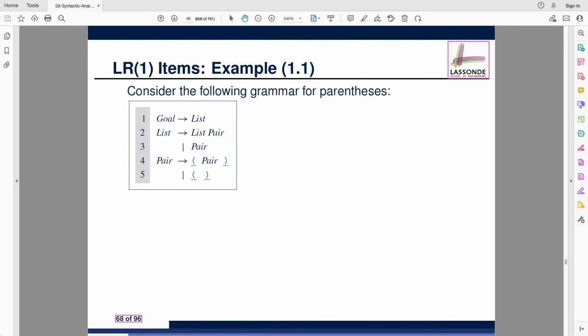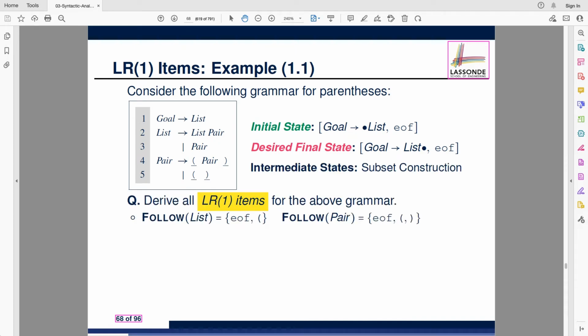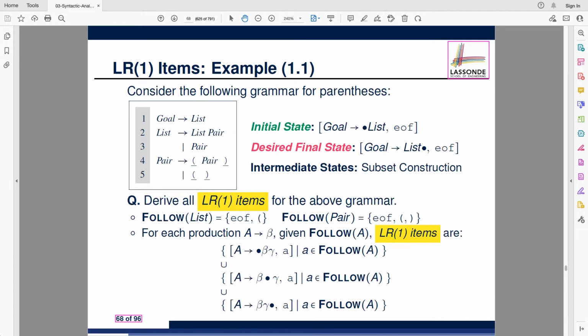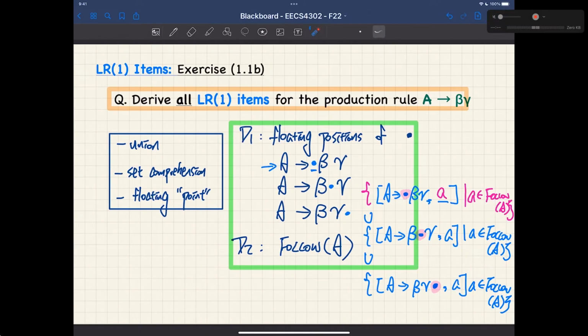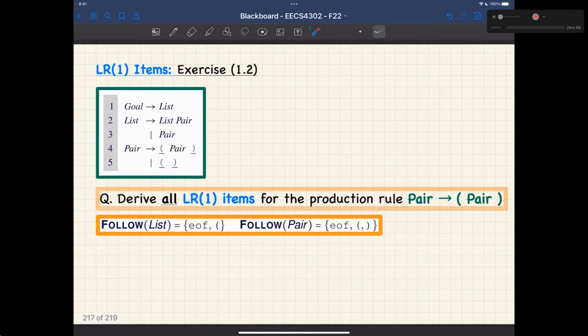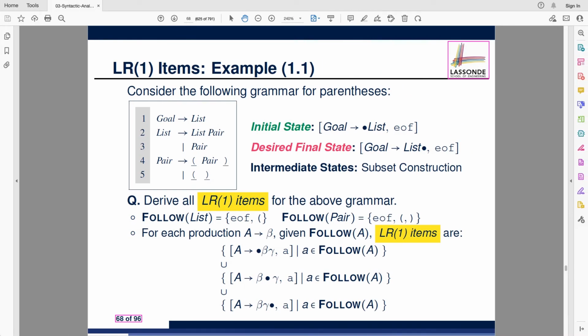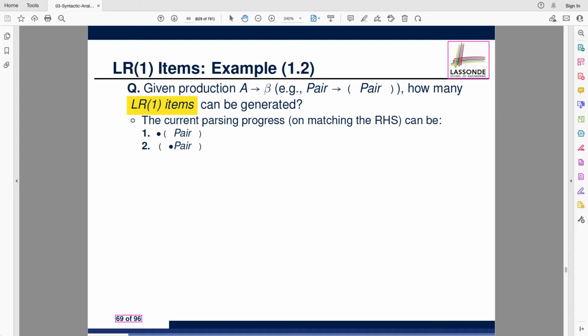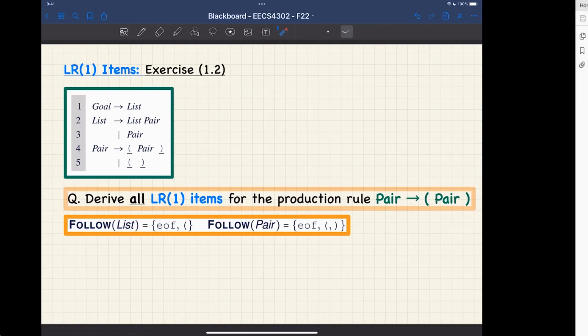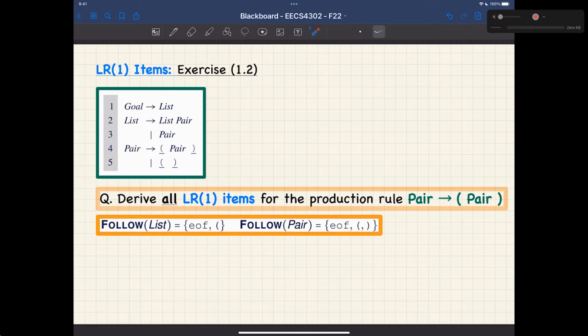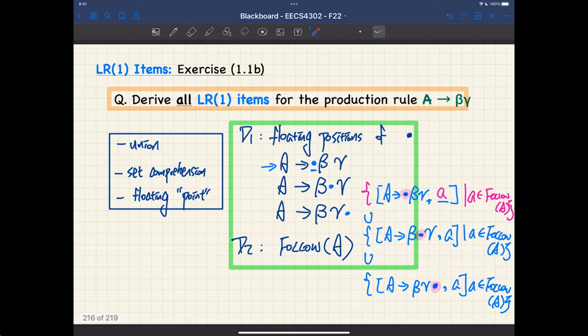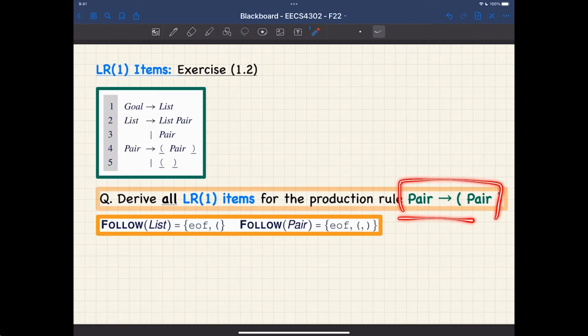Let's now take a look. That's something we have seen already. That will be the answer we just derived altogether. Let's now take a look at one more exercise. Just before that, why don't we try this one first? Now, rather than just dealing with A produces beta gamma, we actually have a concrete production rule. Pair produces parenthesis pair followed by parenthesis.